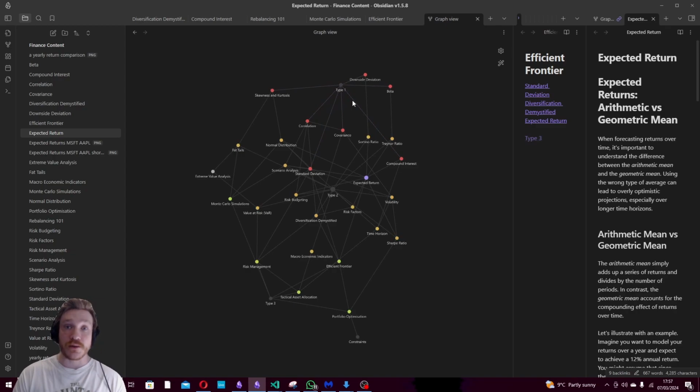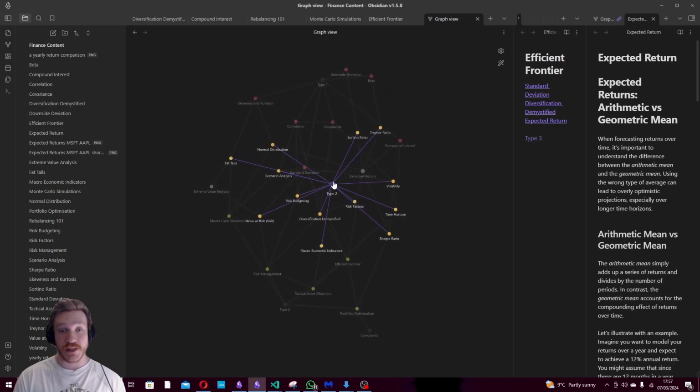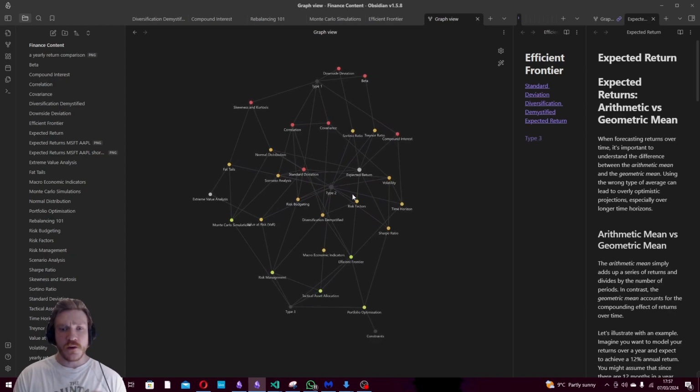Here we're going to talk about standard deviation, expected returns, correlation, covariance, and basic metrics like Sortino and Sharpe Ratio. We're also going to be talking about some basics of statistics like the normal distribution, skewness, and kurtosis. Now, combinations of these ideas are going to build into Type 2 ideas here. This is volatility, time horizon, risk factors, risk budgeting, fat tails, value at risk, and extreme value analysis.